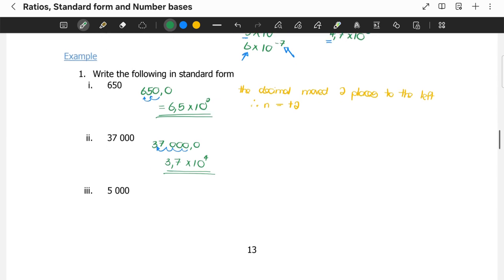So we have 5,000 again in standard form. So 5,000, comma 0, move our decimal 1, 2, 3 places to the left again. So that's 5, comma 0, or just 5, times 10 to the power 3.